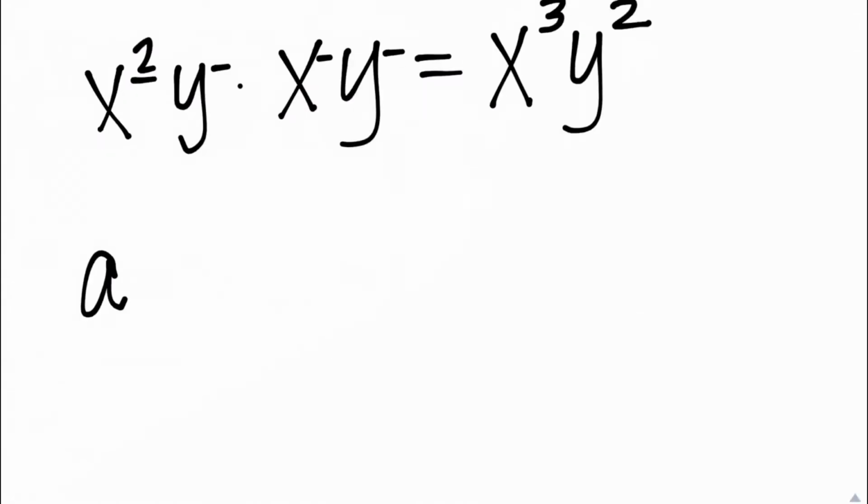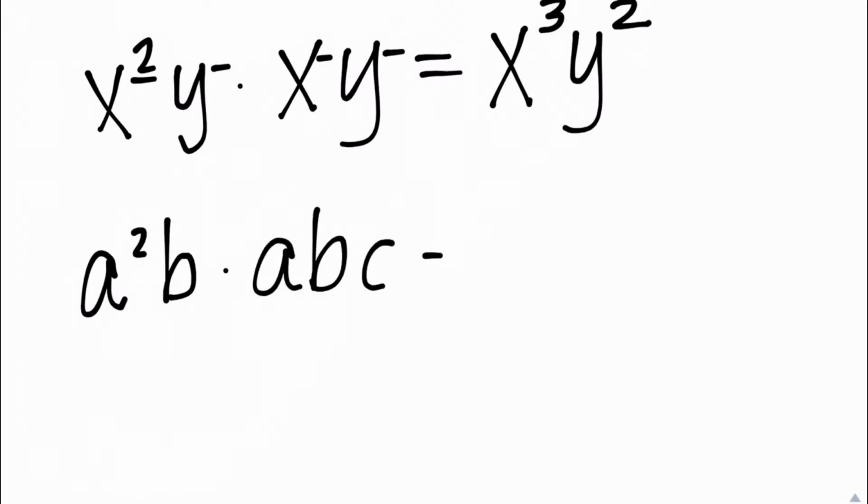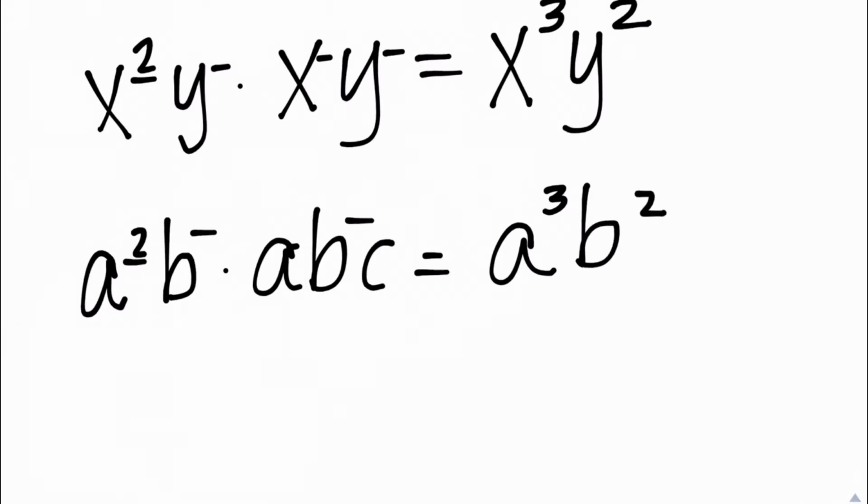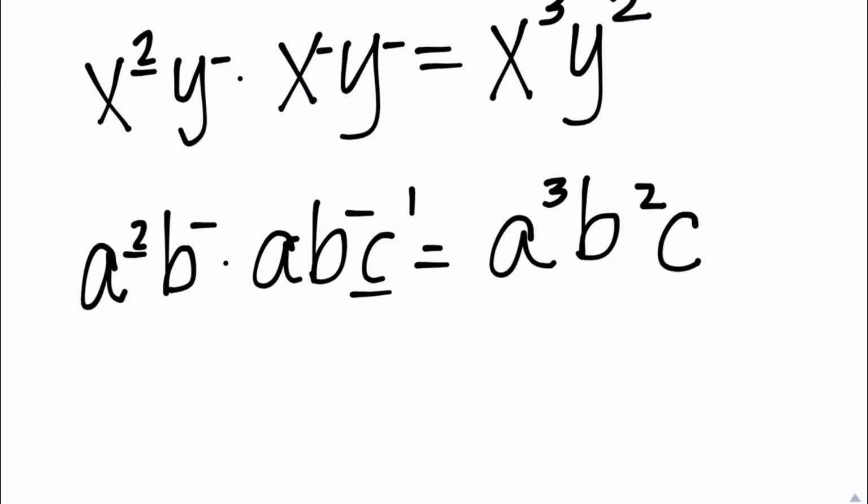Let's just do one more example. A squared b times abc. We start with a. 2 plus 1, 3. b, 1 plus 1, 2. And c just has the 1, no other one. So c. Okay? I hope you got that.